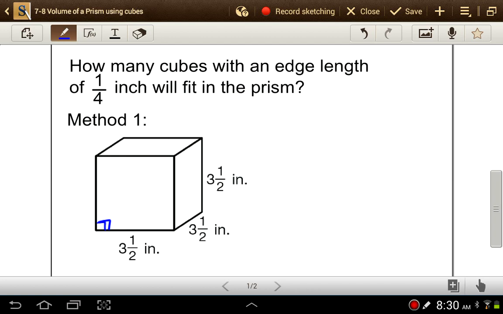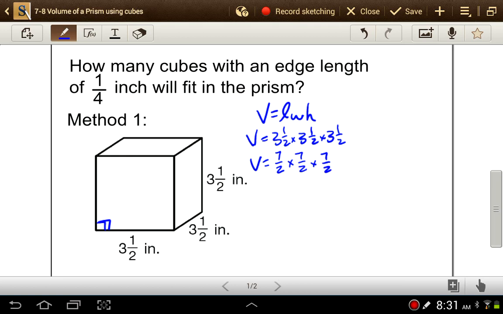Method one is we are going to find the volume of the large cube, so that's going to be volume equals length times width times height. Multiply those three numbers, so volume equals 3.5 times 3.5 times 3.5. Remember, when I multiply, I'm going to have to turn that into improper fractions, so that's 2 times 3 is 6 plus 1 is 7. They're all the same, so that makes that a little easier. When you multiply that, you get 343 eighths. Now I'm going to keep that in the improper fraction because I'm going to have to use it again. Now move on to step 2.